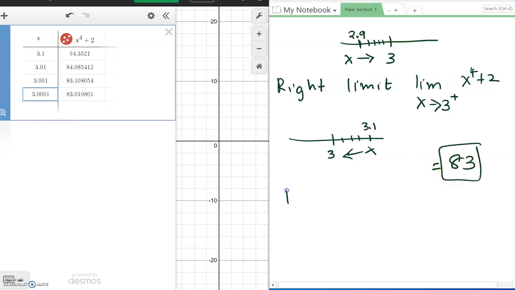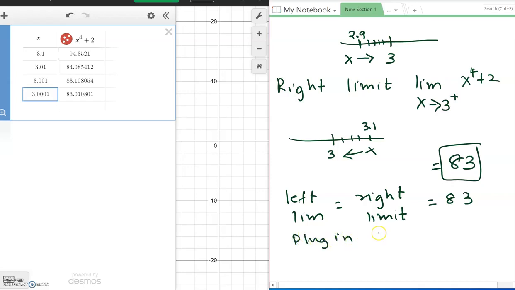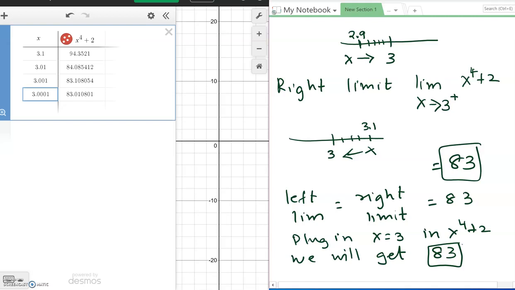So the left limit is equal to the right limit, equal to 83. Of course, if you plug in x equal to 3 in x to the power 4 plus 2, we will still get 83. So if plugging in works, that is the shortest method, and if not, we could always do numerical work. So 83 is the left limit and the right limit, and it is also the function value.